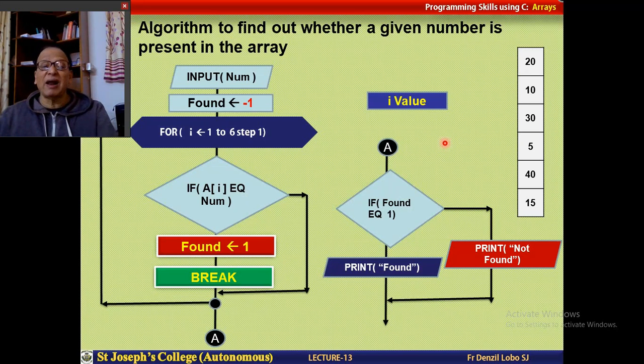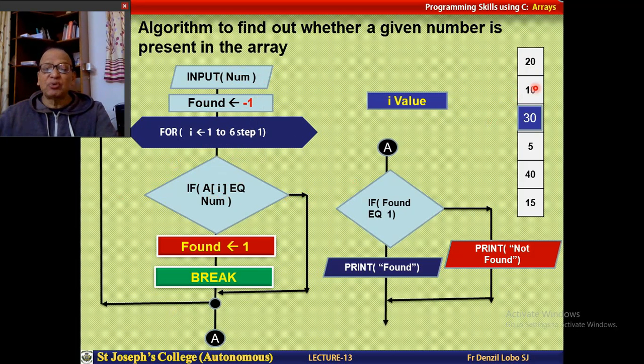So let us look at the algorithm to find out whether a given number is present in the list. For example, I have got 6 numbers here. First I ask whether 30 is present in the list. So I input this number and I set found to -1. Then I will go into this loop, because since there are 6 numbers, I say from I equal to 1 to 6. Every time I'm going to ask this question, is E of 1 equal to 30? No. I skip therefore.